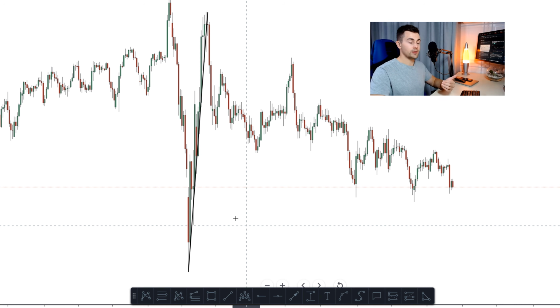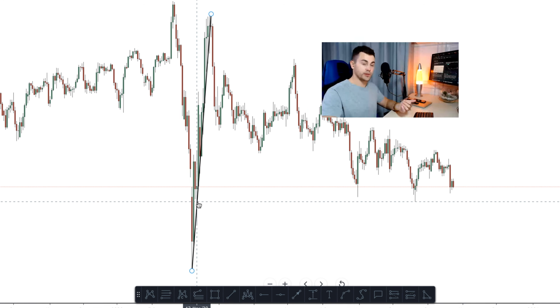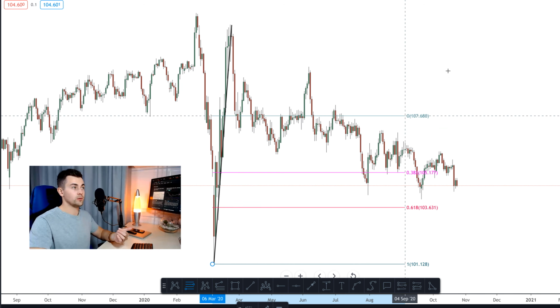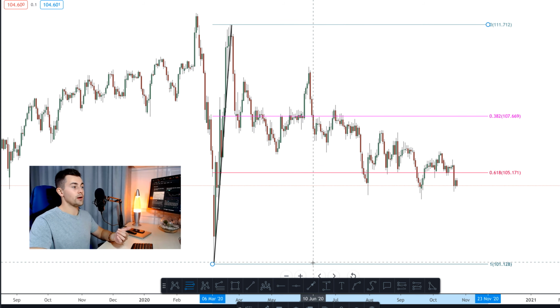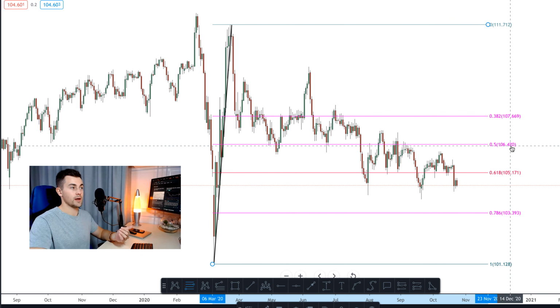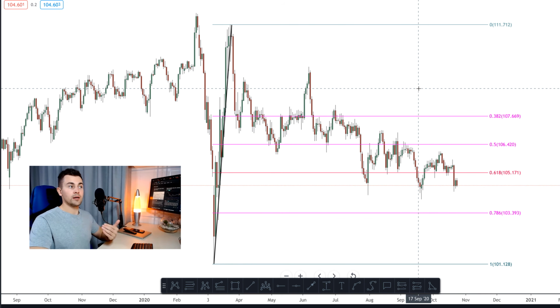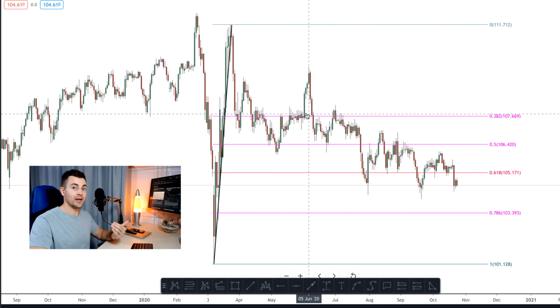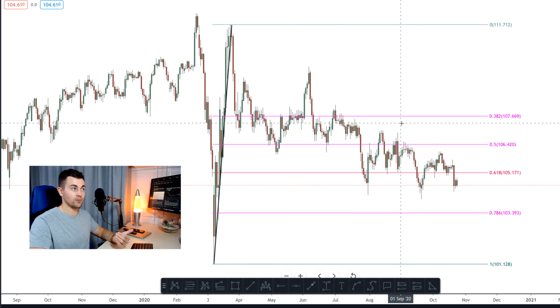And based on that impulse leg, because this is a bullish impulse, we will draw the Fib retracement from that low to high. Now let's bring back all the Fib levels that we apply for our analysis. Now let's look for a match between the price action and the Fib levels that we have right here.